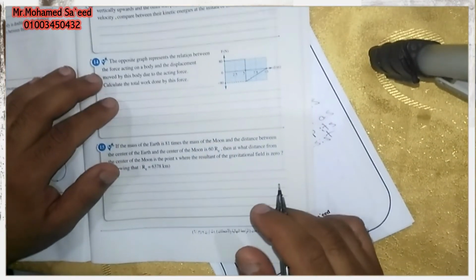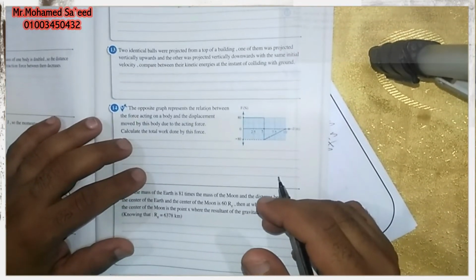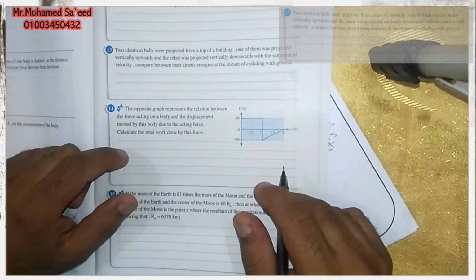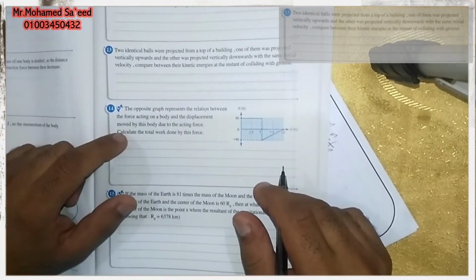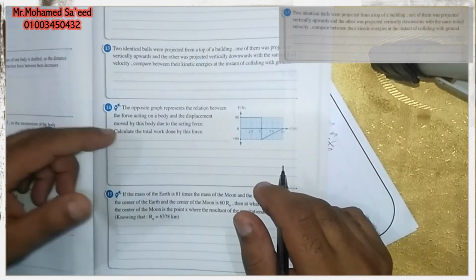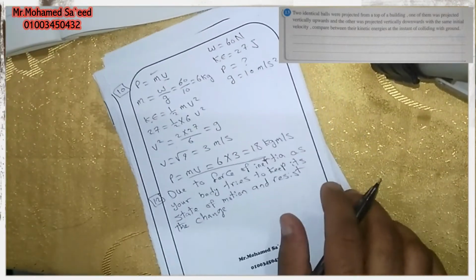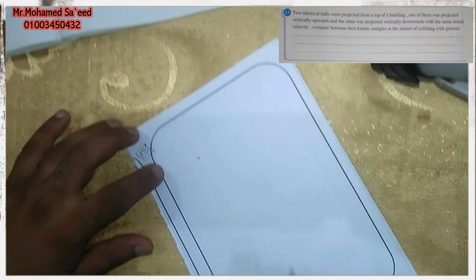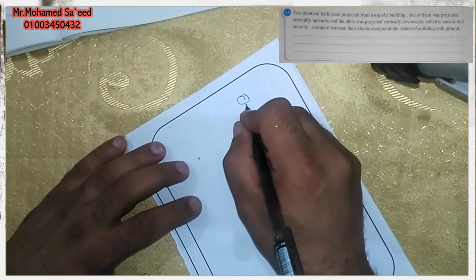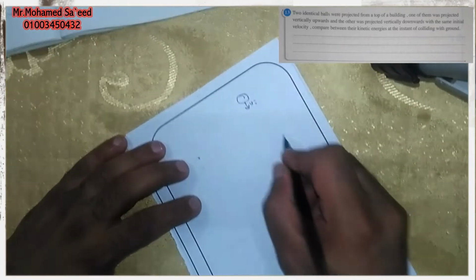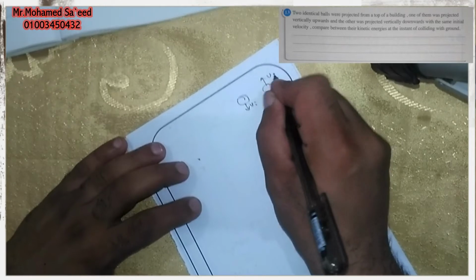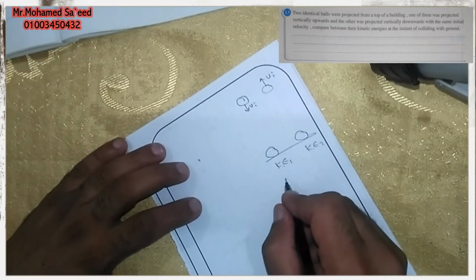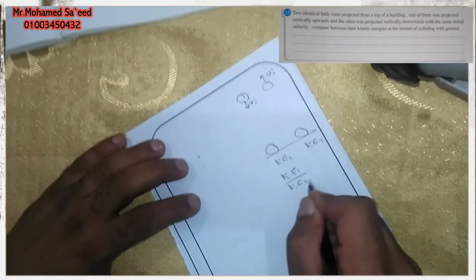Okay, question number 13. Two identical balls were projected from the top of a building. One of them was projected vertically upward, and the other was projected vertically downward with the same initial velocity. Compare between their kinetic energies at the instant of colliding with the ground. Let's understand this problem. Number 13, page 41. We have two identical balls, M1 equals M2. The first one is projected downward, while the other one is projected with the same velocity upward. We need to calculate kinetic energy 1 and kinetic energy 2 to compare between them. Compare means KE1 over KE2 equals what?